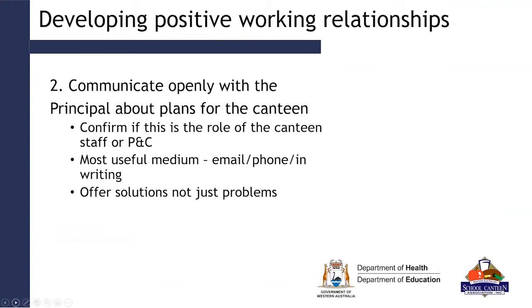So number 2 is to communicate openly with the principal about plans for the canteen. So when we talk about communication within a school environment, obviously there are a lot of stakeholders. So not just your principal, but the deputies, the teachers and other non-teaching staff within the school community, and making sure that the communication is open, and that if you do have an issue, you can see dot point 3 is offer solutions, not just problems.